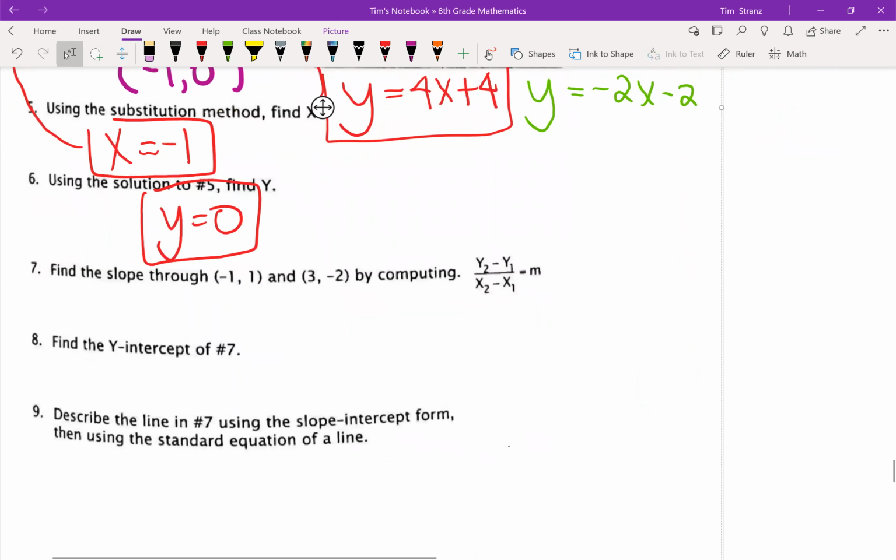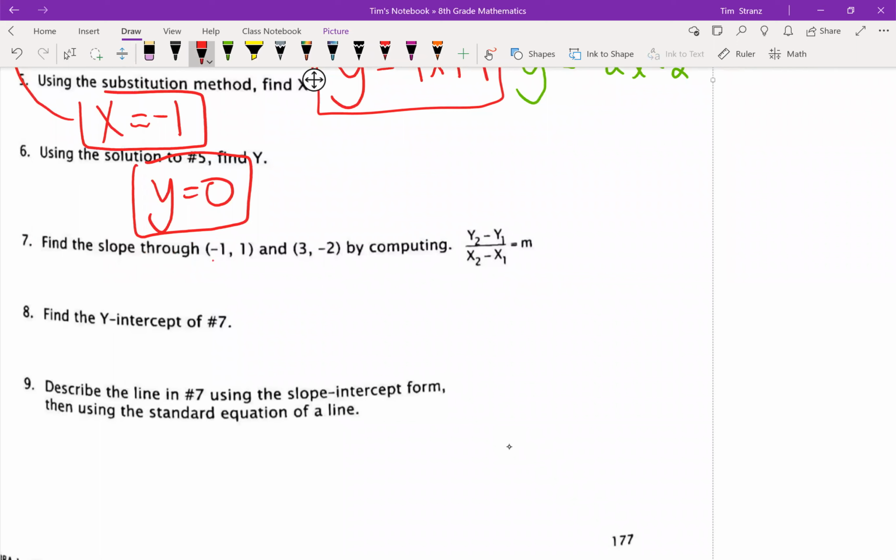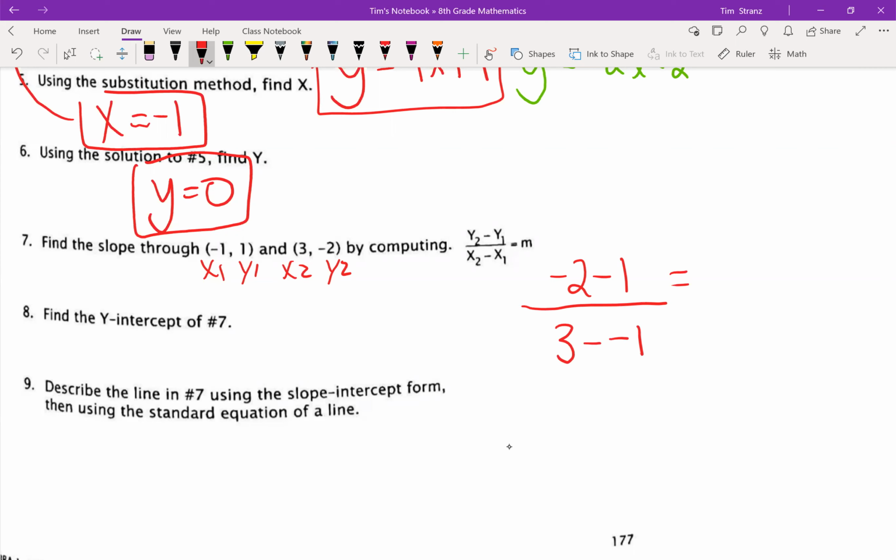All right, let's go to number 7. We're finding the slope with that equation that they have there for you. So remember, this is going to be your first x, second x, first y, second y. So I'm going to have negative 2 minus 1 over 3 minus negative 1. Negative 2 minus 1 is a negative 3. And 3 minus a negative 1 is going to be a positive 4. So your slope would be negative 3/4. The slope would be negative 3/4.